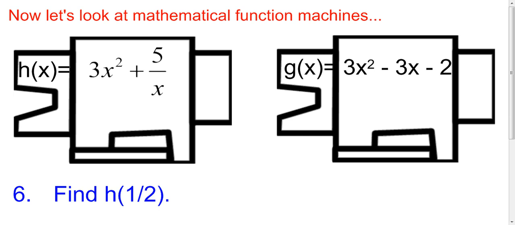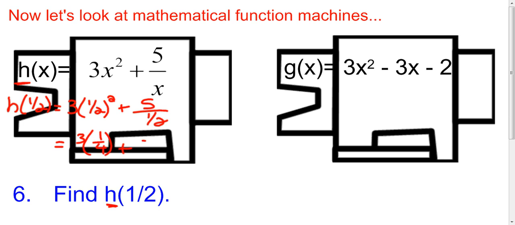Okay, and we have one last problem, h of 1/2. So we're going to take function h right here. We're going to stick it into this problem. So h of 1/2 will be 3 times 1/2 squared plus 5 divided by 1/2. Again, I know you're dealing with fractions, but don't freak out, okay? You're going to square 1/2. When you square 1/2, you square the top and you square the bottom. So 1 squared is 1 and 2 squared is 4. So this really becomes 3 times 1/4 plus 5.